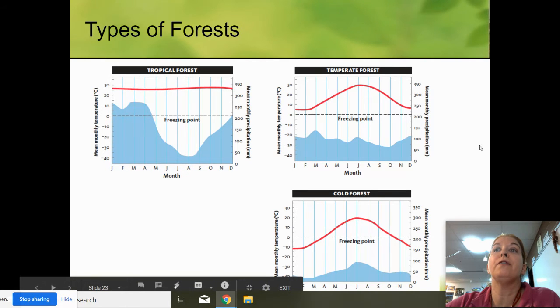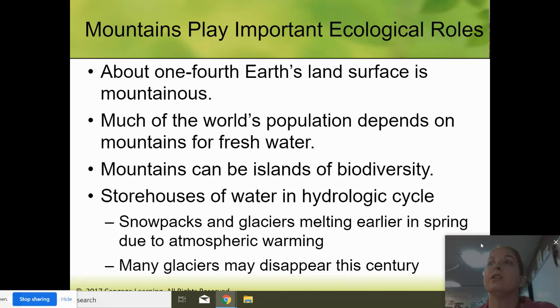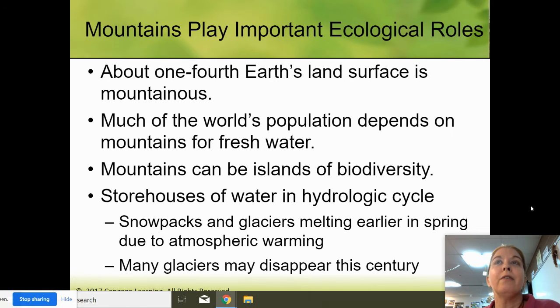But you notice all the forests have more water to them because you need to support all that plant life than some of the other biomes do. Now, mountains do play an important ecological role, and I touched on mountains last time too when talking about the rain shadow effect. About a fourth of Earth's land surface is mountainous, which is pretty crazy considering we live in the very flat state of Indiana.